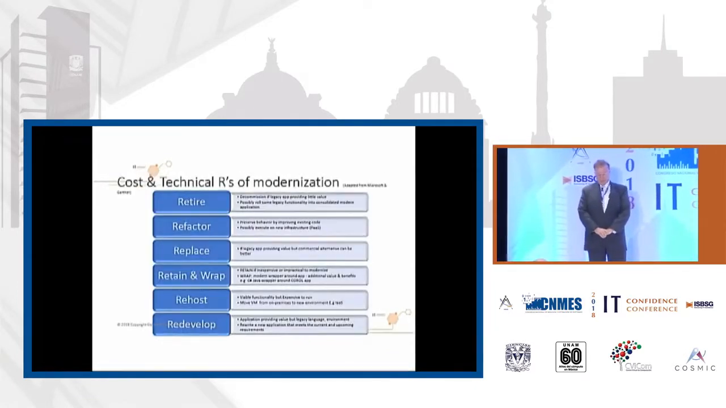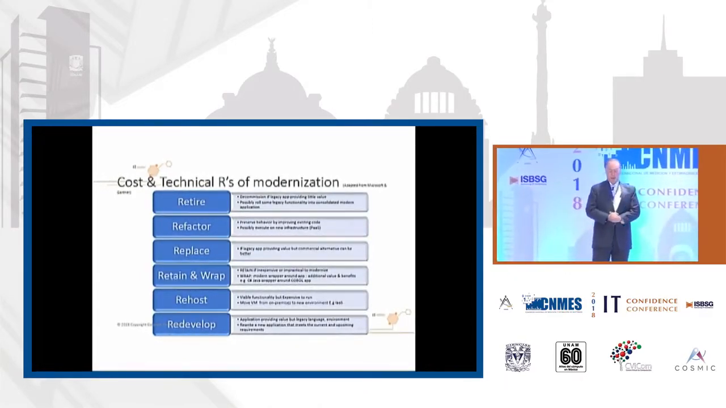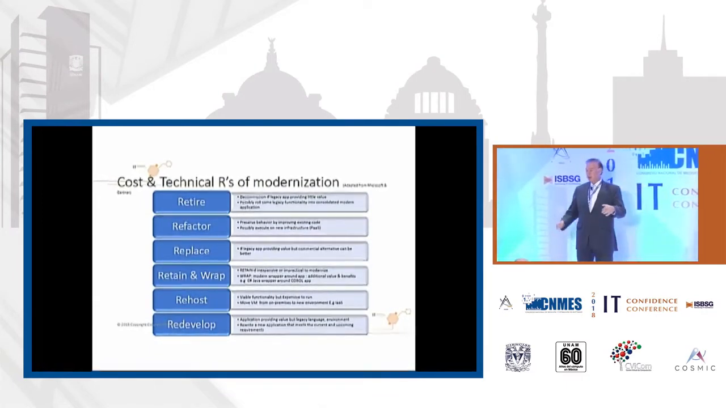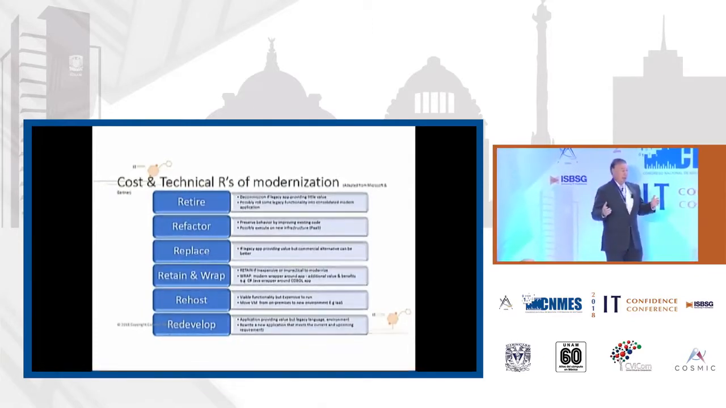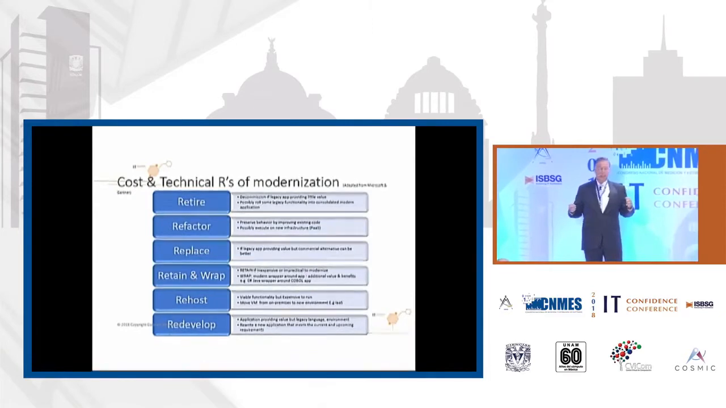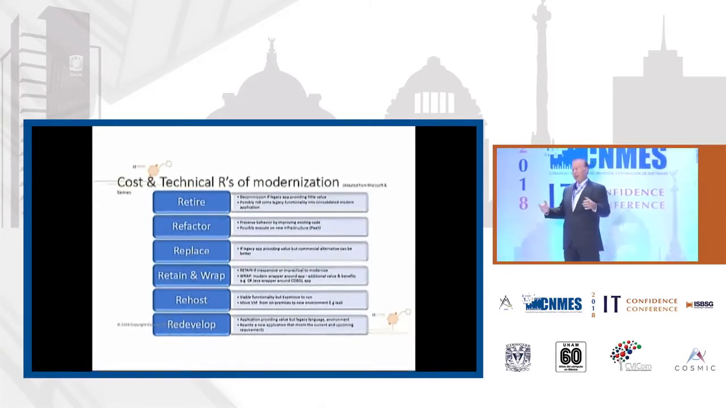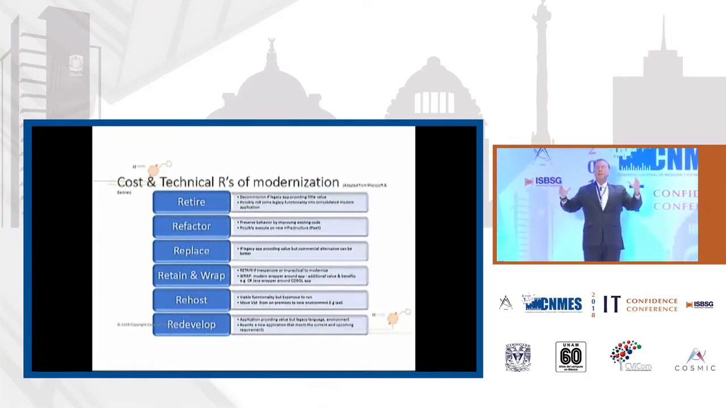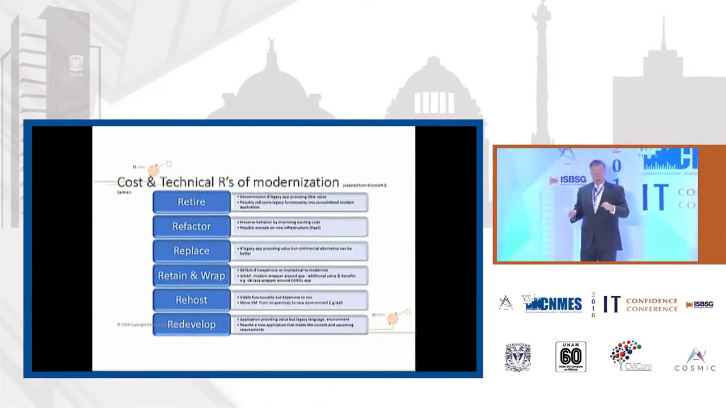Next, please. Now, if you look at the alternatives for modernization, the first one is retire. Throw it away, start over again. Next one is refactor. Go into existing software and try to make it easier to use. The next one, replace. Take the existing software and buy an off-the-shelf product. Next one is retain it and wrap it. Keep it as it is, but build software interfaces around it that work in a more modern way. So it might be a modern user interface or something, still using the old code.